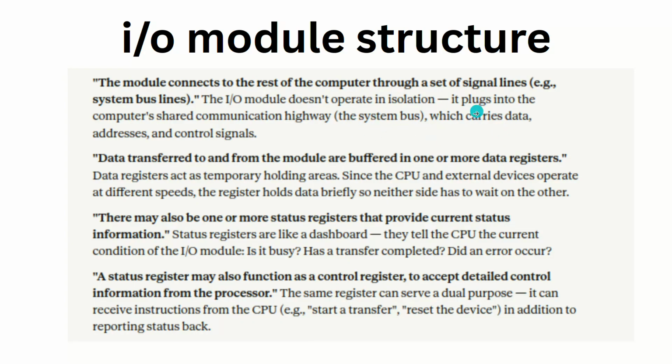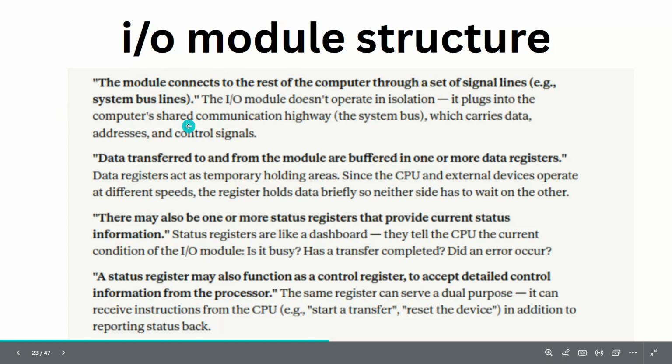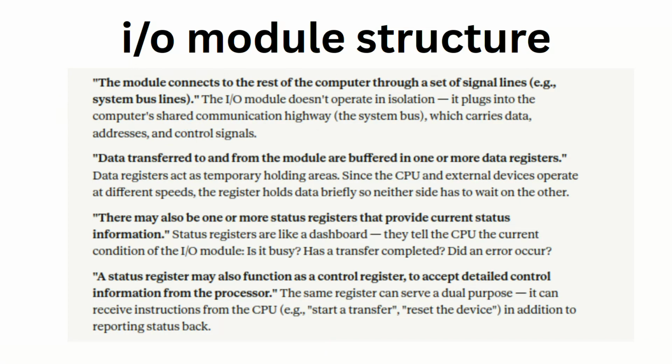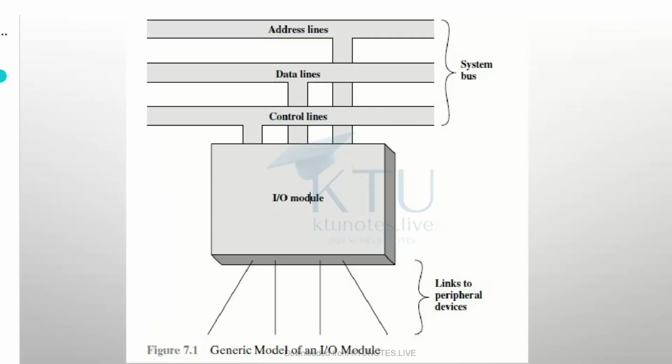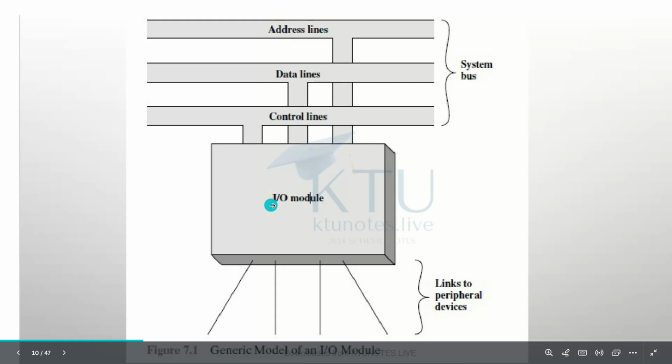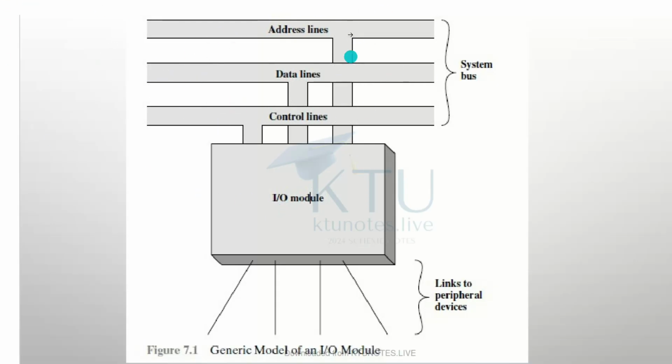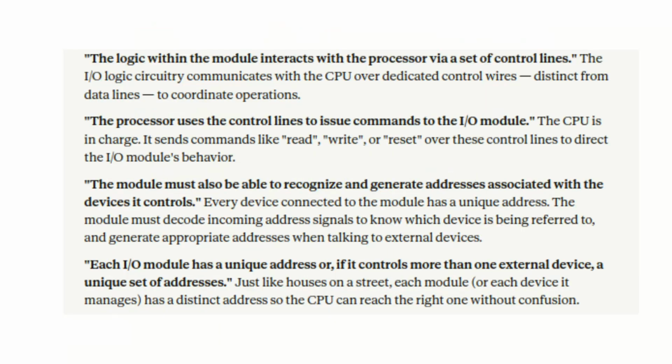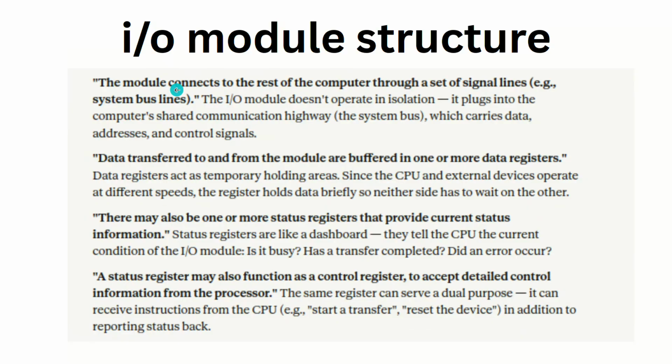This system bus, we know, carries the data, address and control signals. So you have to understand that our module is connected with the rest of the computer through the computer's shared communication highway, the system bus. This is what we saw in our previous class: our IO module is connected to the computer through the system buses, which contain the address line, data line and control line. Our IO module is plugged into this system bus for the communication purpose itself.